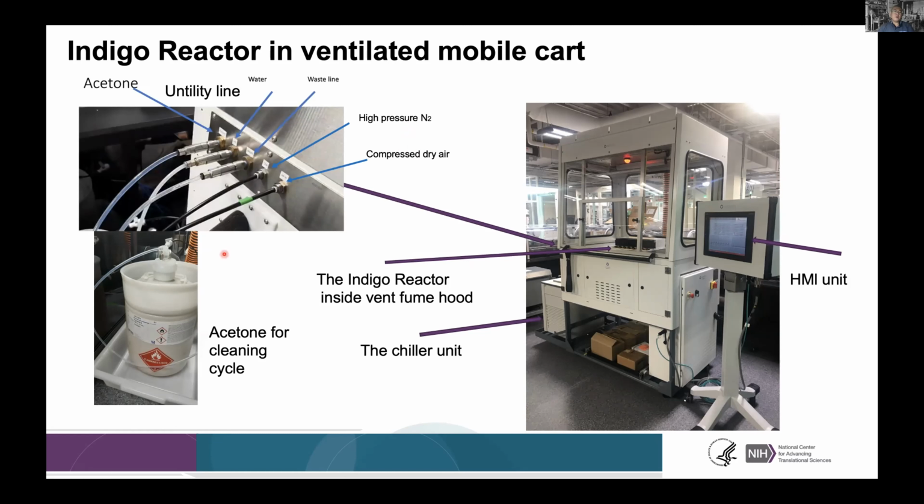Currently, since we are using a mobile cart, the acetone is put inside of this pack and pressurized, so we can use that as a source for cleaning.